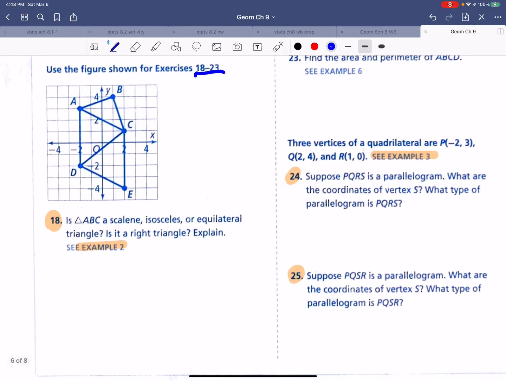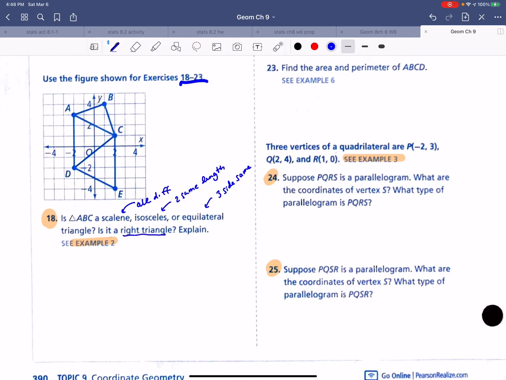Is ABC scalene? That means all different, right? Isosceles, two sides the same length and two angles the same. And then equilateral is three sides the same length. Where's our right triangle? So that means we either confirm a squared plus b squared is c squared, or we confirm that we have slopes that are perpendicular, which are opposite reciprocals.